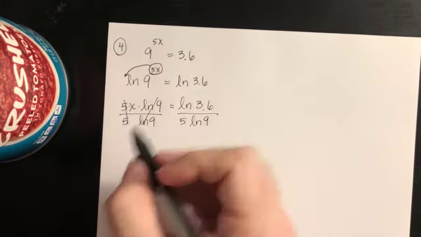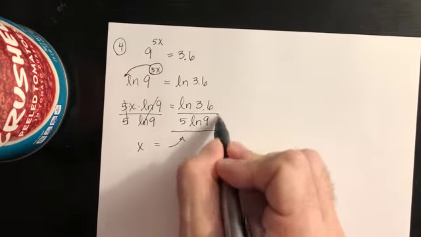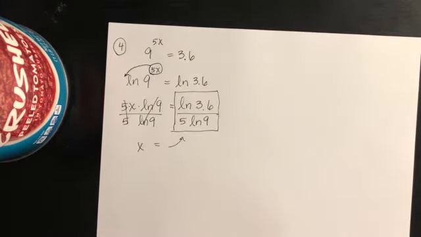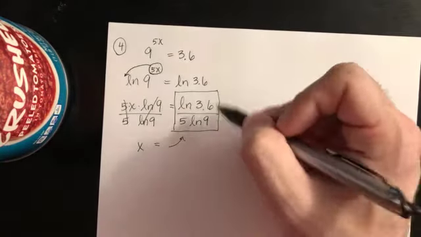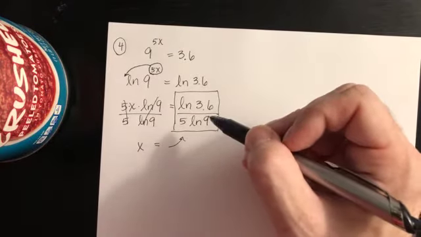And that will cancel them, and you get x is equal to this thing, which you don't have to do anything with. That's what the answer looks like, right? So the thing you can't do is divide 3.6 by 9 or anything like that. You can't make two natural logs like this into something else.